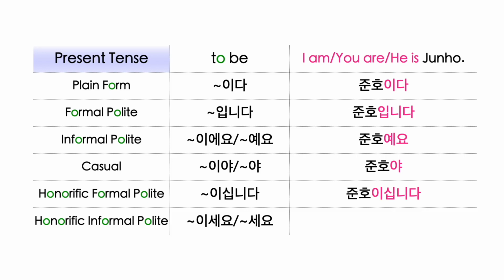Using an honorific formal form of the verb to be, you say 준호이십니다. In the informal setting, when you introduce 준호 who is older than you or with a higher social status, you say 준호세요. Verb to be is also used to say time and date.